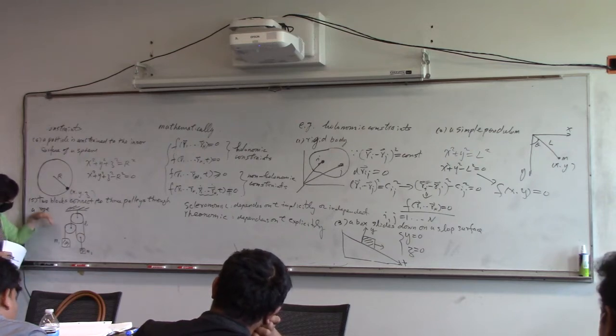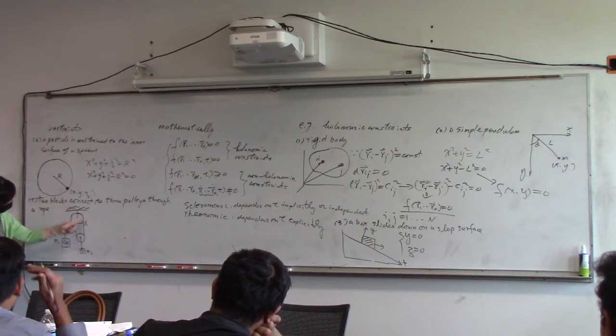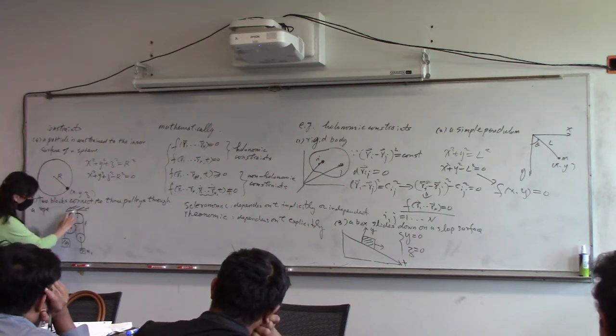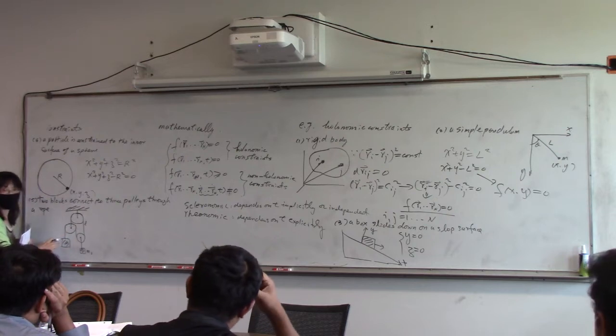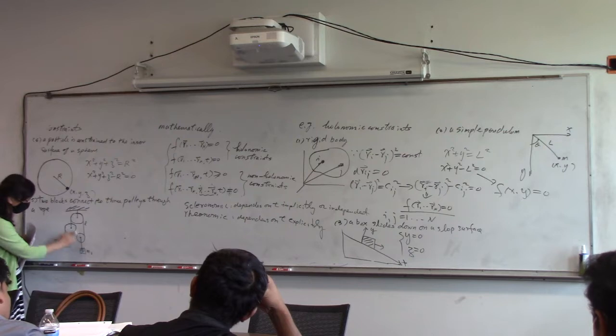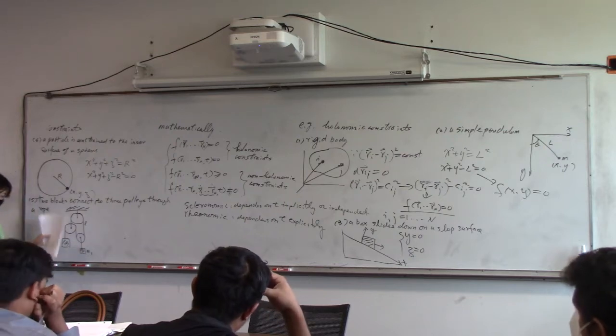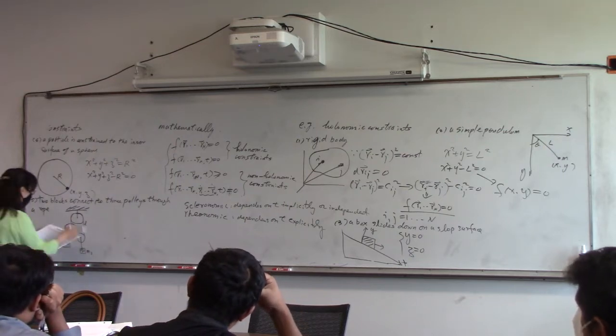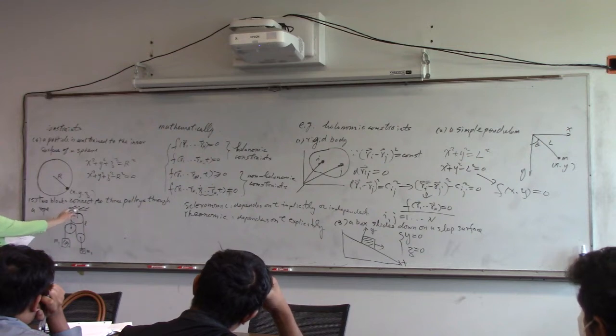We know these two boxes move this way, but the constraint is that the length of the loop is fixed, right? So the motion of these pulleys and these blocks is related to this. Now let's first set up the coordinates. We are going to set up the plane.